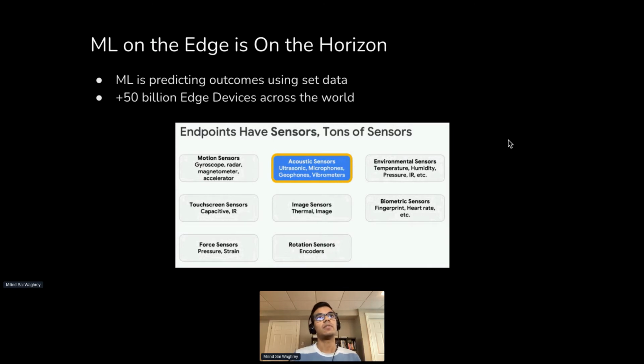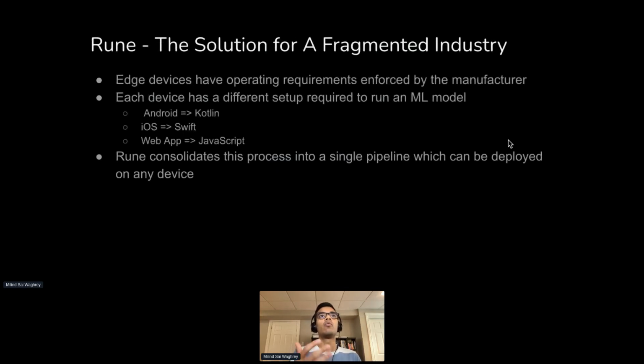Through these different types of sensors, we can collect data and directly run machine learning on edge devices. So Rune is the solution for a fragmented industry. Currently, edge devices have operating requirements which are enforced by the manufacturer, so there are kind of hardware locks. On top of that, each device has a different software requirement to run machine learning models.